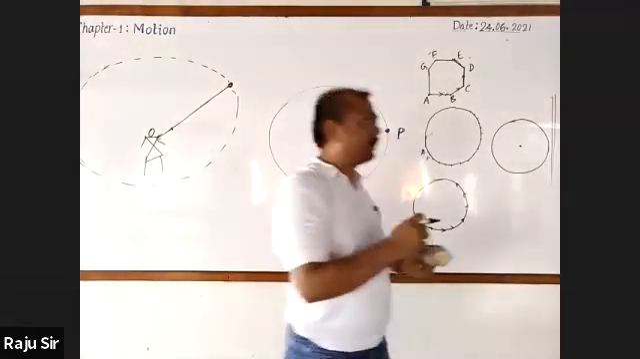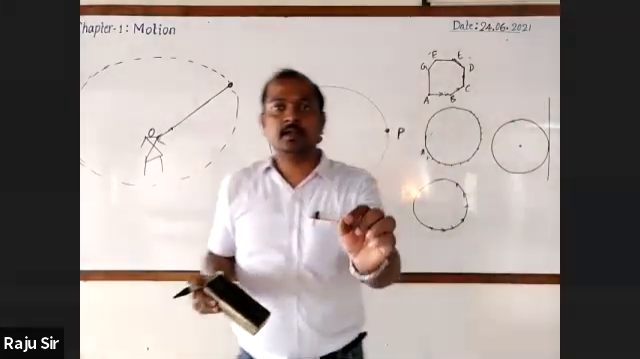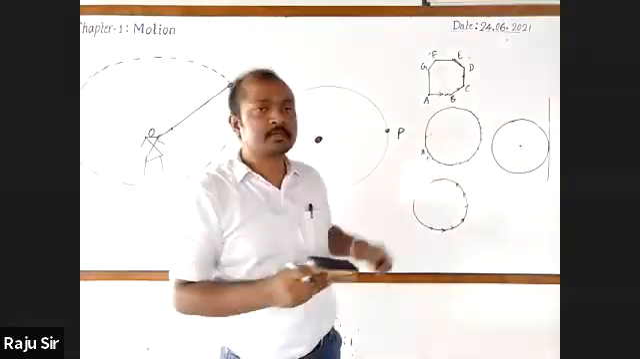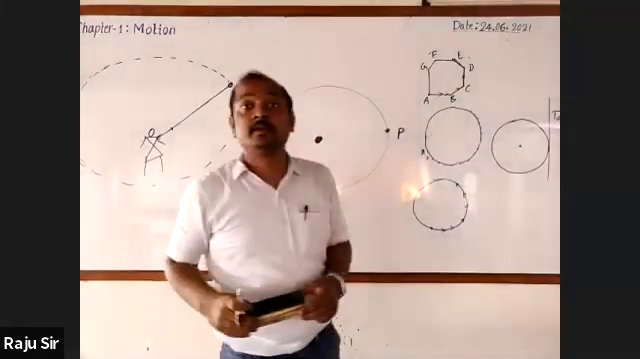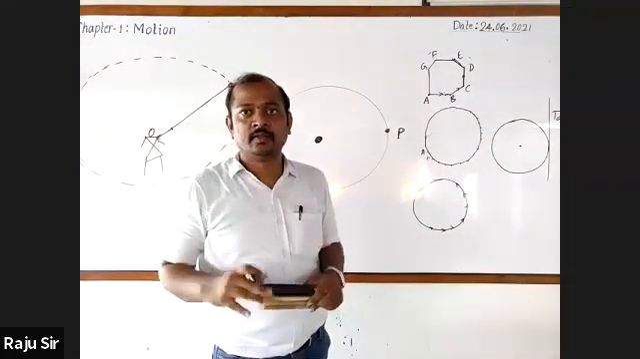Now, let me draw this line much closer to the circle such that it will touch the circle at only one point. The line which meets the circle at only one point is called a tangent. It is called tangent. Followed?